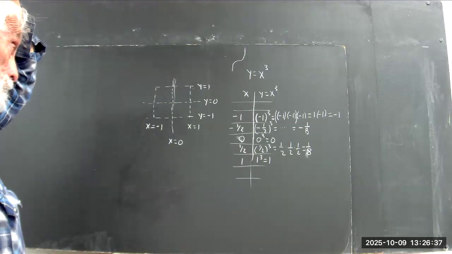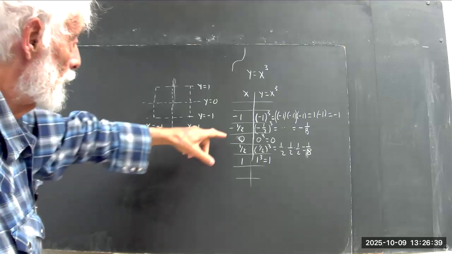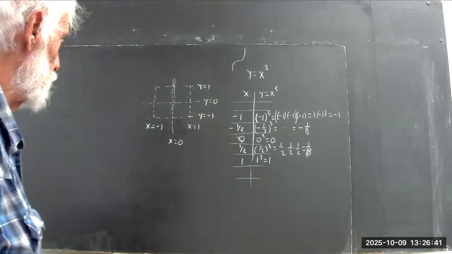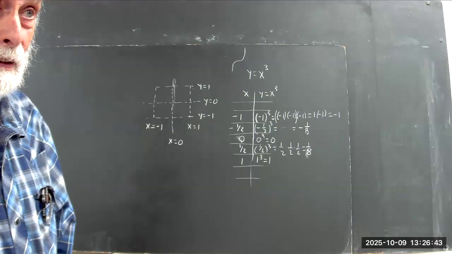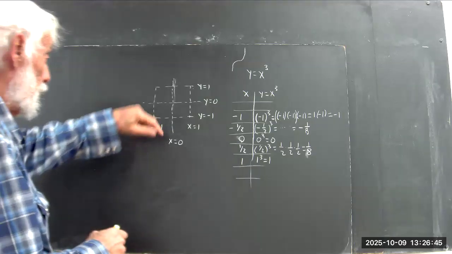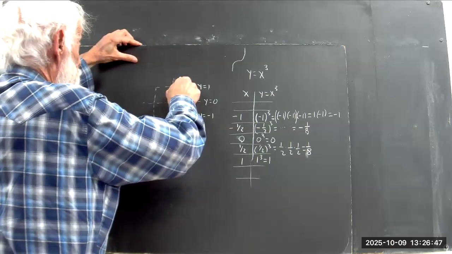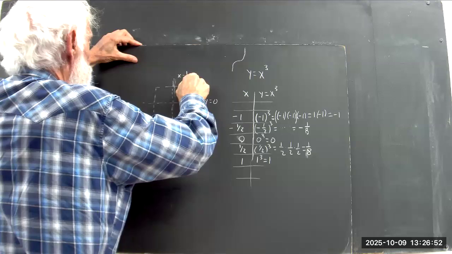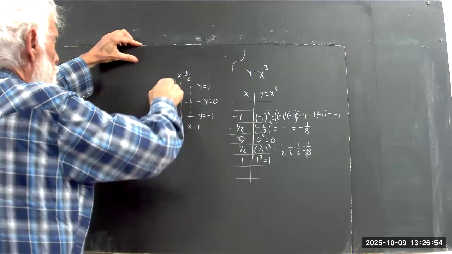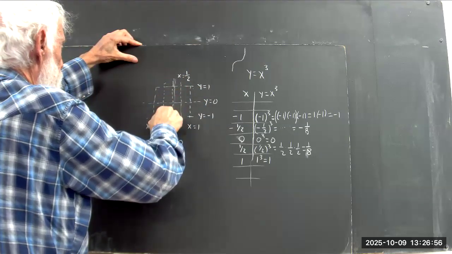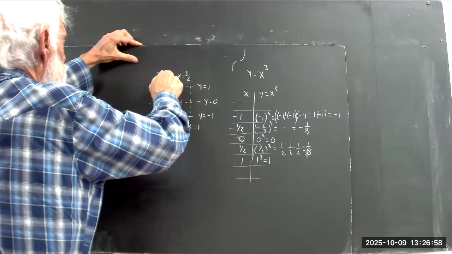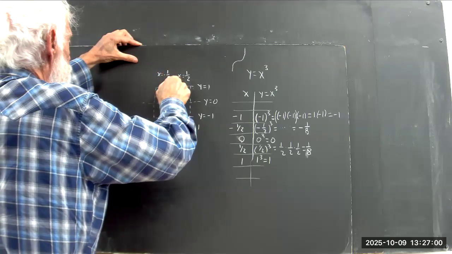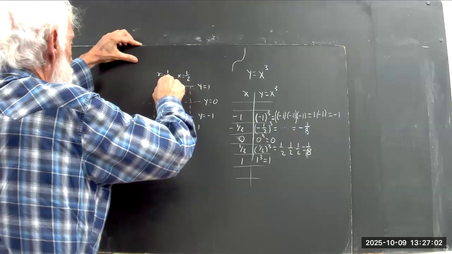Okay. Now, I want to get x equals -1/2 and x equals 1/2. Well, 1/2 is halfway from 0 to 1. Right here's x equals 1/2. And similarly, right here's x equals -1/2.